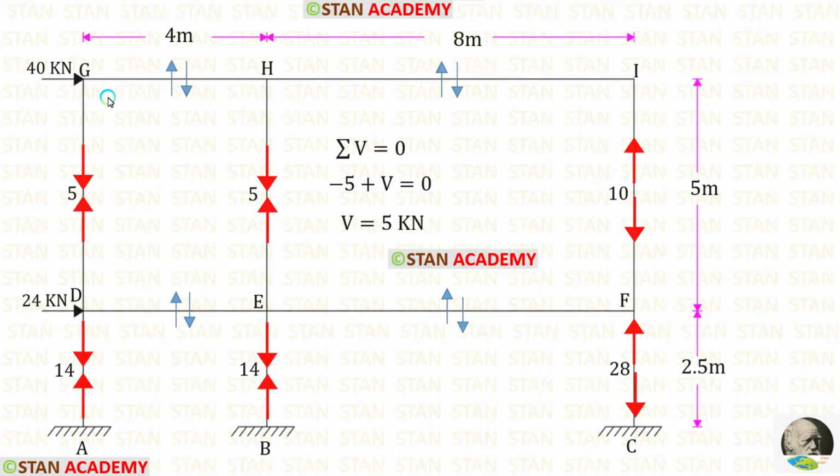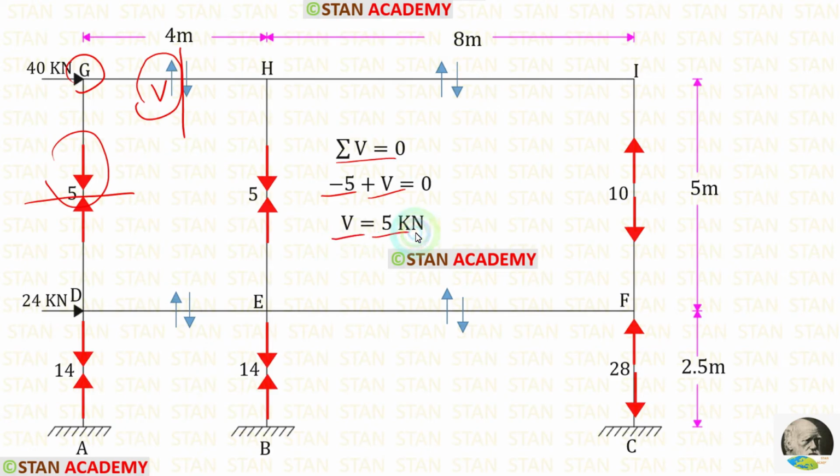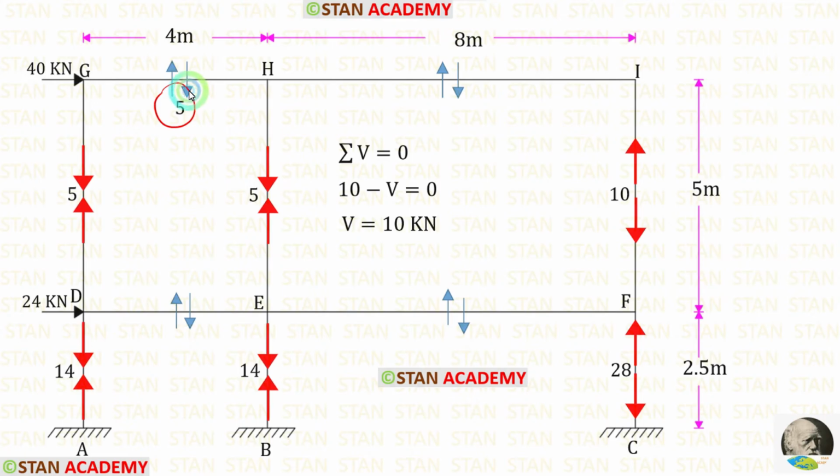First, let us find the shear force in the member GH. For that, let us take the joint G. Let us apply the rule sigma V is equal to 0. Let us keep the unknown shear force as V. 5 is acting downwards, so that will be negative. V is acting upwards, so that will be positive. Finally, for V, we are getting 5.